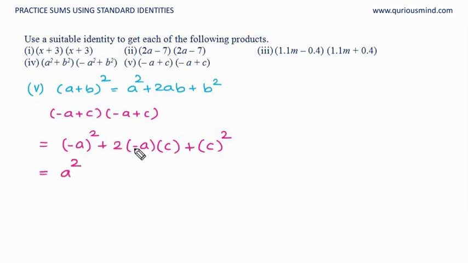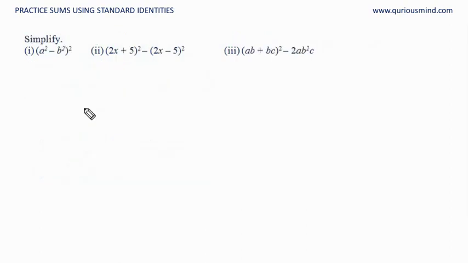2ac, but this is minus here, and minus plus gives us minus. So minus 2ac plus c square. This also could have been done using a minus b, just by interchanging these numbers to make them c minus a into c minus a. Simplify. So let's do the first one.